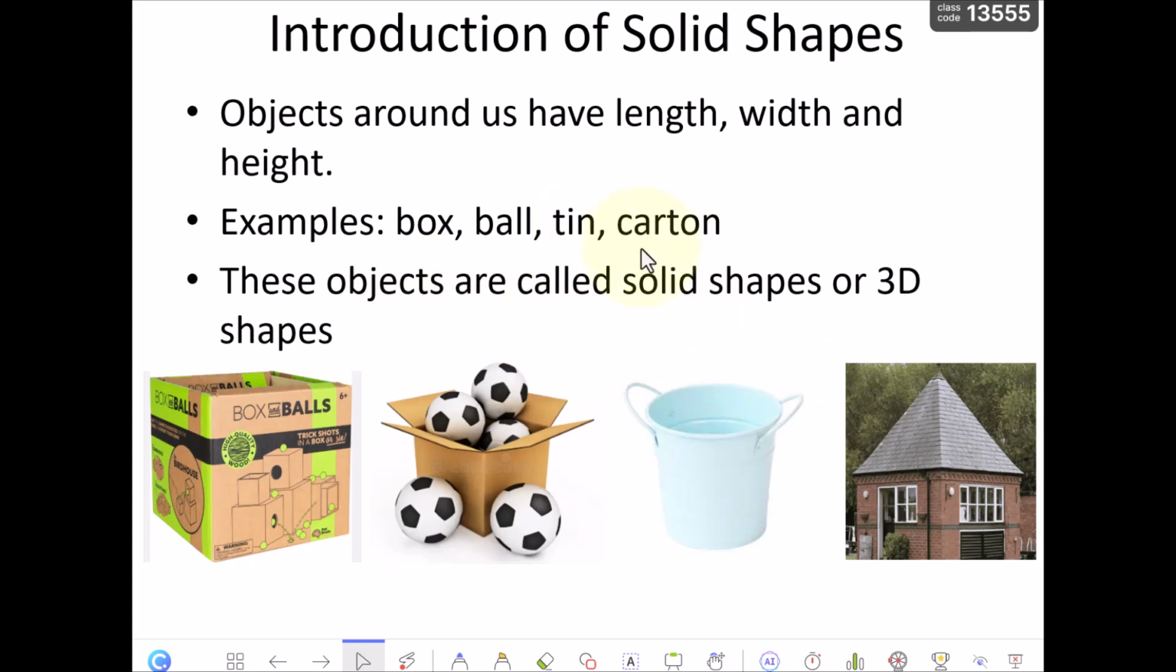I want us to take note of this. That is why I said objects around us have length, width, and height. So these are the 3 dimensions we use in describing solid shapes.